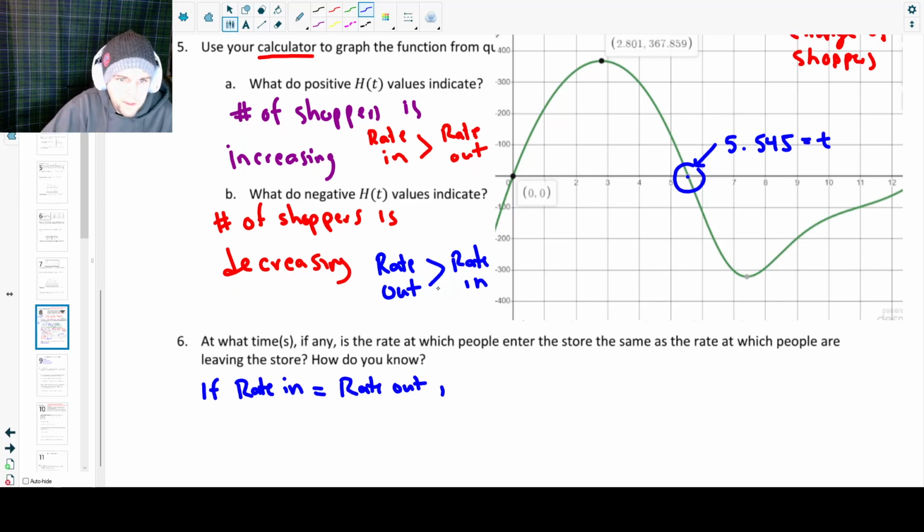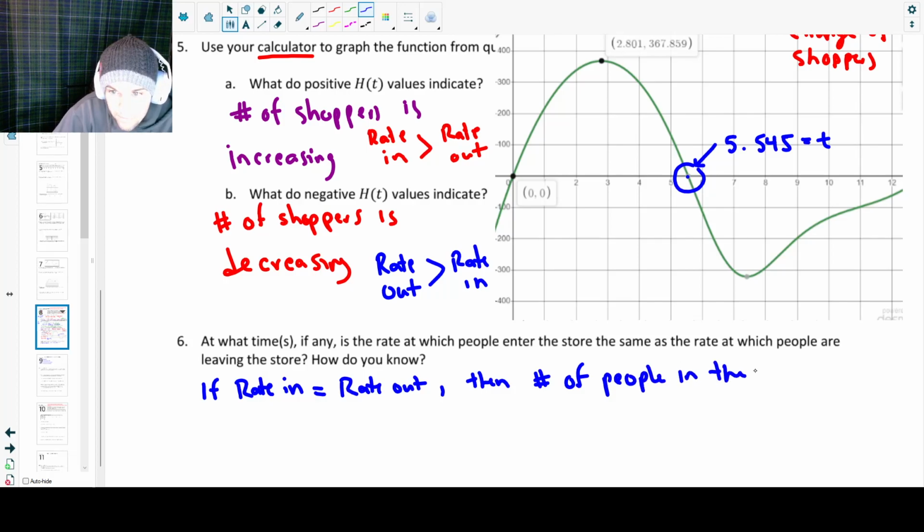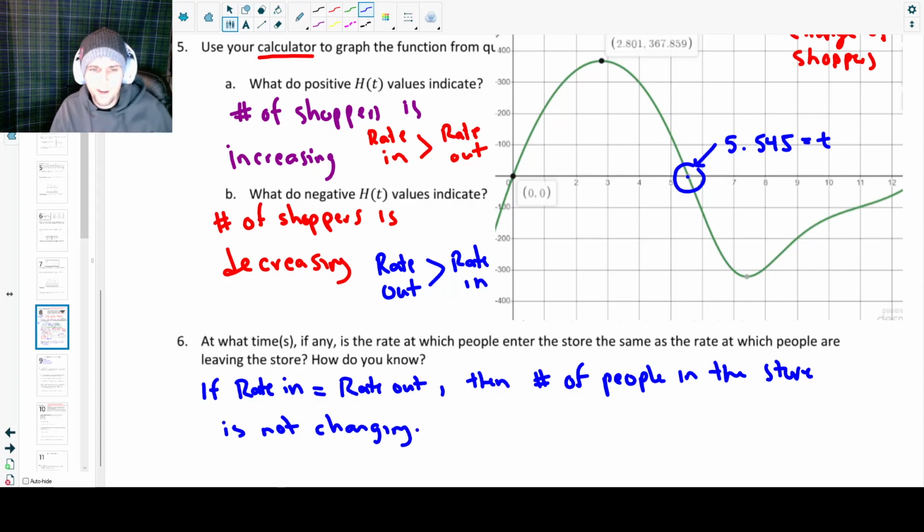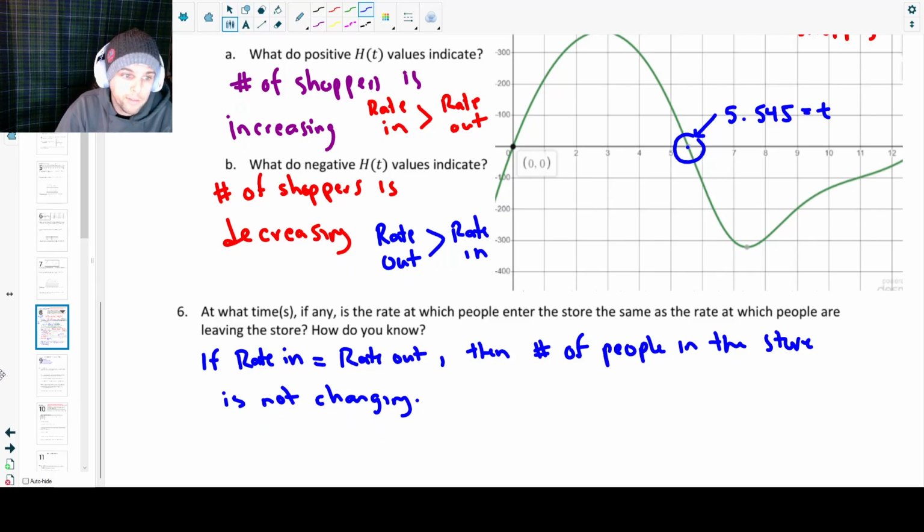Again, how do we know this? If rate in equals rate out, then the number of people in the store is not changing. We've already talked about why, but just reiterating that, let's create something in our mind. Let's say there are 100 people entering the store per hour and 100 people leaving the store per hour. If those rates are equal, the 100 people entering are offsetting the people leaving, thus giving us that overall rate of 0.